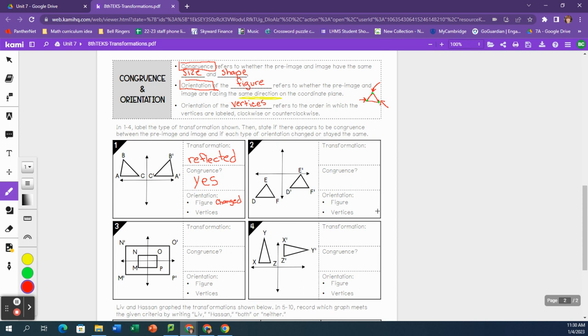And the orientation, look at the vertices. Here's A. A is not here anymore. A is over here. So the vertices also changed. Okay? Let's go to the next one. Number 2. What did we do? We went from here to here. So that's a translation. We just slid it. Translation.